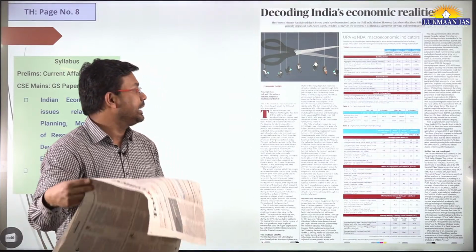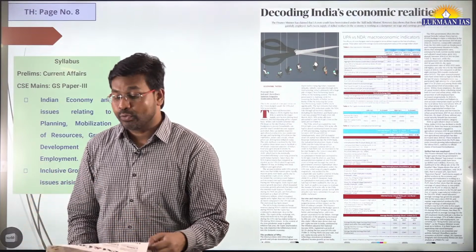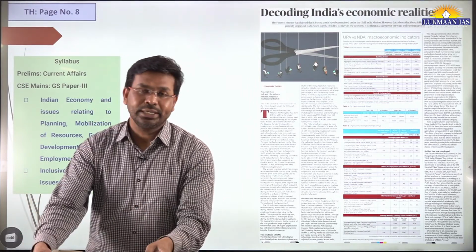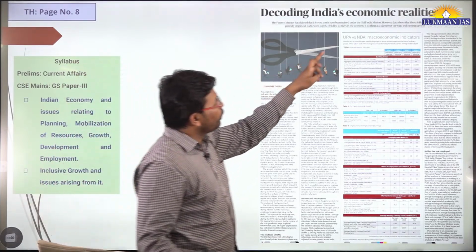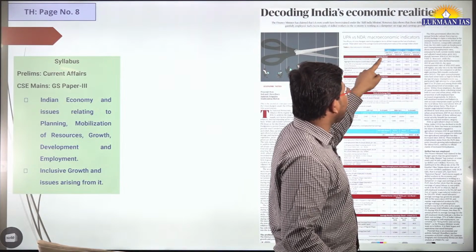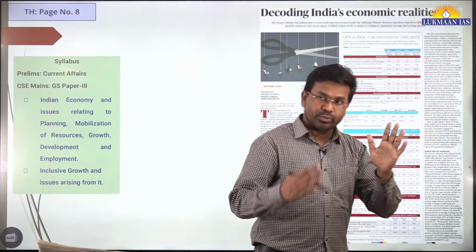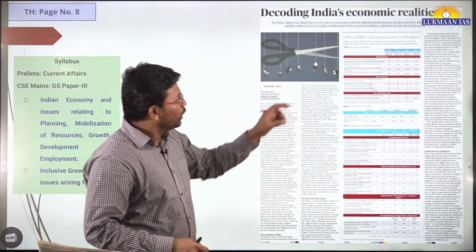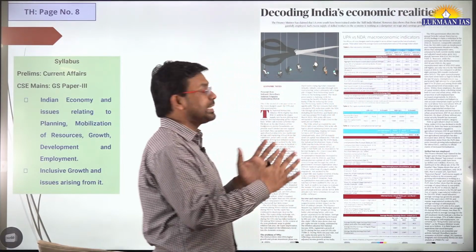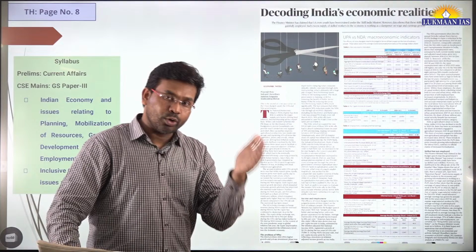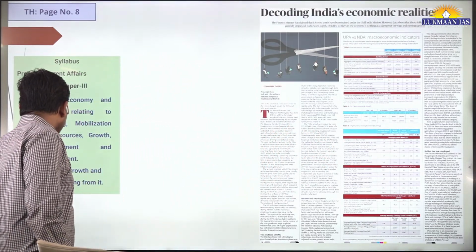So basically, in this particular article, they have categorized the economy into 4 different parts in the last 20 years, from 2004 to 2024. Means from 2004 to 2009, then 2009 to 2014, 2014 to 19, and 19 to 24. So they have phased it into 4 parts. 2 parts belong to the UPA tenure, 2 parts belong to the NDA tenure. They have categorized how the economic growth was during the UPA tenure and during the NDA tenure. Although it does have some political connotation.